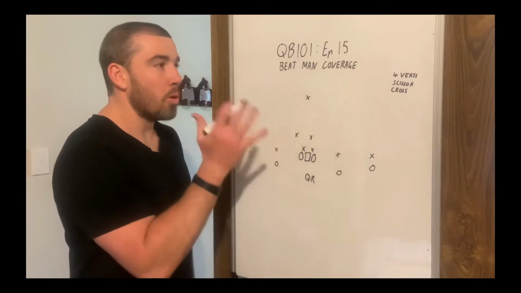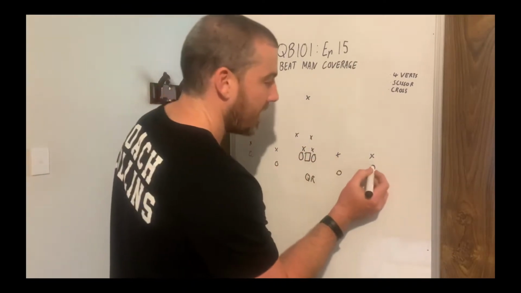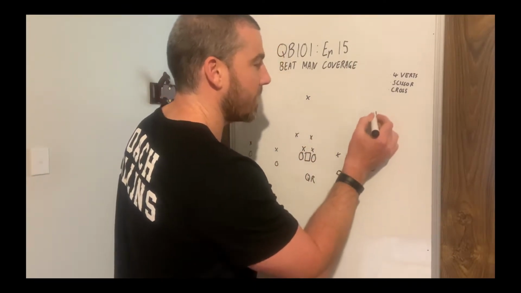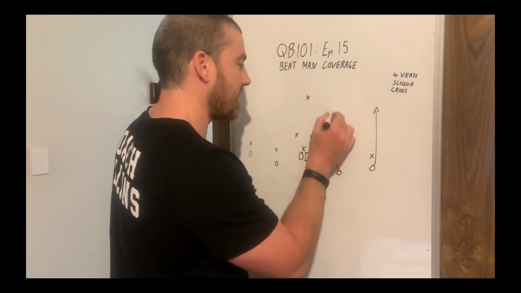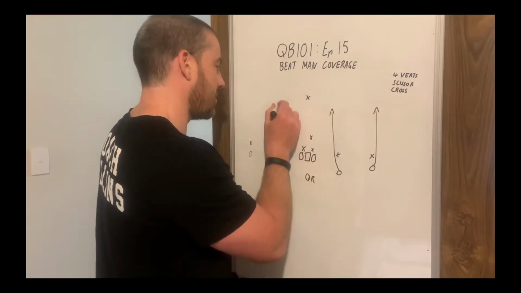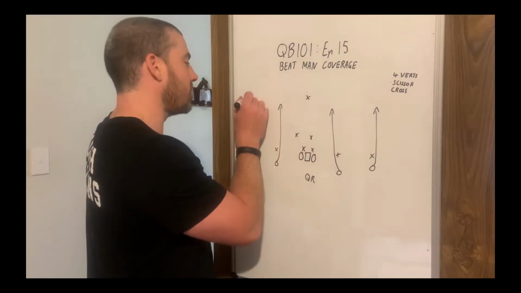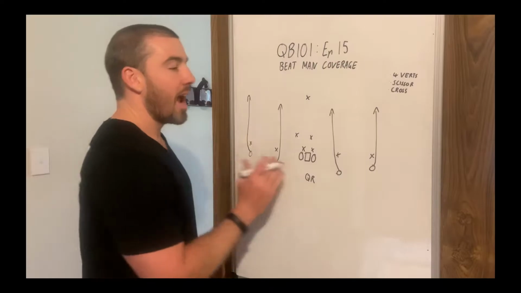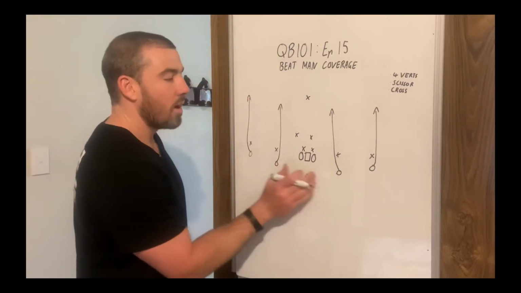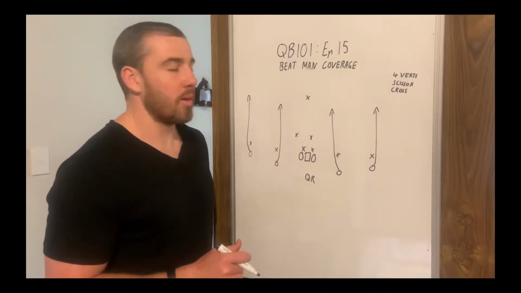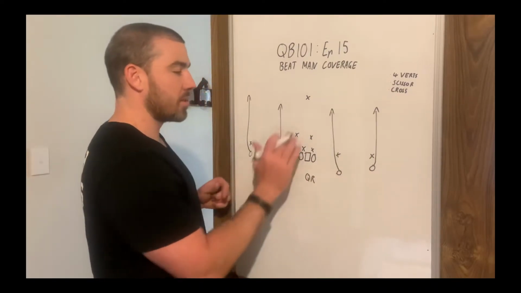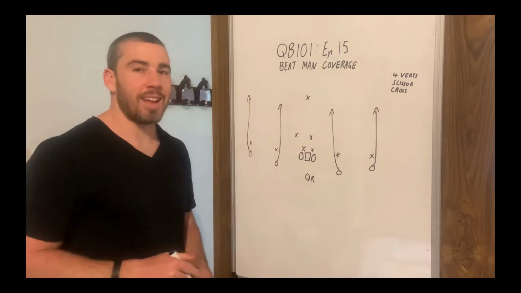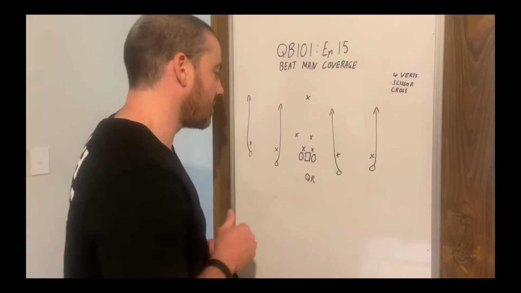So the most common one I like to go to is 4 verts. So we've got outside release fade, we've got a seam from the slots, and outside release fade. And you can see straight away we're breaking the field into 4 quarters. And hopefully one of these 4 are going to beat their defender. Hopefully you've got a fast player that's going to beat their defender and we can take that shot. So how do we read this play?